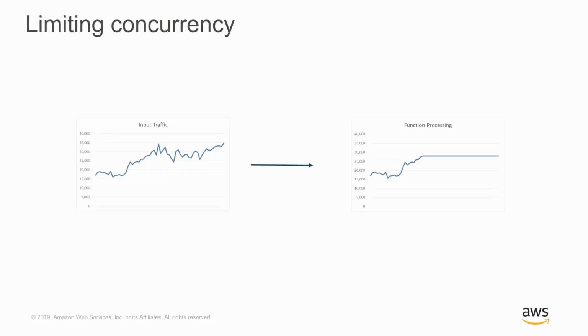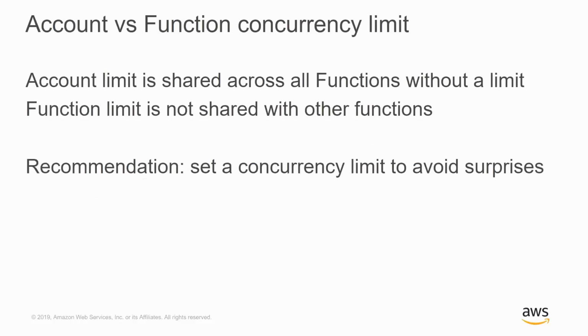So when talking about concurrency limit, there are actually two settings available in AWS Lambda. There's a limit per account that is shared across all the functions that don't have a limit, or you can be very specific and set a limit on a specific function. The recommendation is to actually think about the concurrency limit and set it for every single Lambda function. Why is that? Because you want to avoid surprises in your production system.